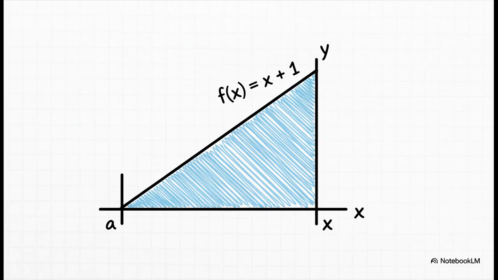Let's make this real. Take a simple line, like f of x equals x plus 1. Our area function, we'll call it big F of x, is just telling us the size of this shaded region at any point. See? As we move x to the right, that shaded area just gets bigger and bigger. It's a function that's spitting out an area.